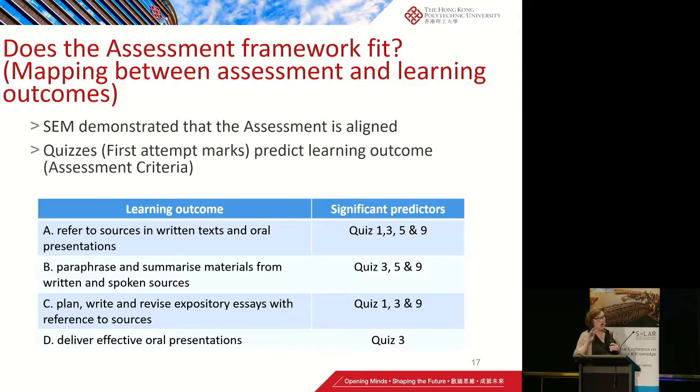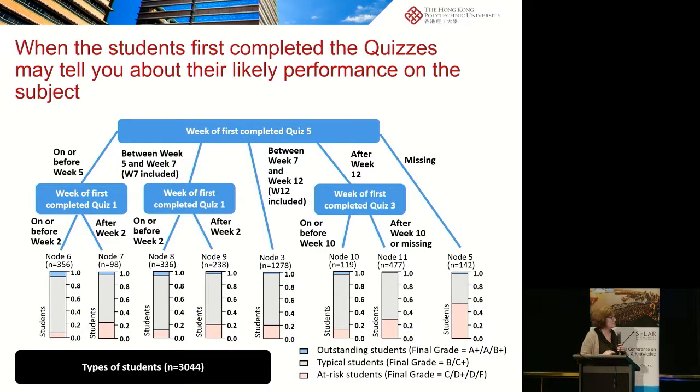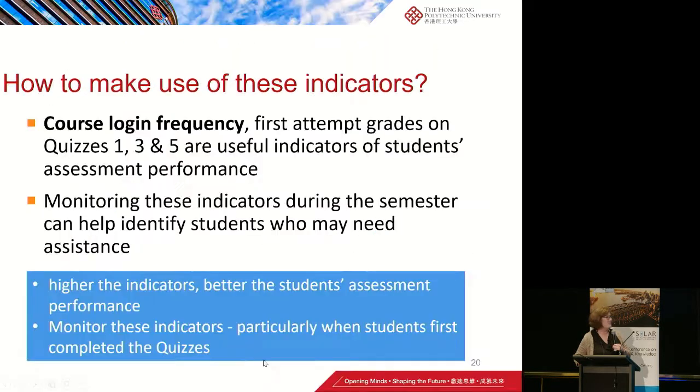We were also able to look at timing, because when they started their quizzes, as this next decision tree diagram shows, is quite predictive of how well they did in the class. So we used these decision trees to tell teachers that they can monitor when students first attempt these quizzes, because that is highly predictive from past behaviours. And remember, there are about 3,000 students in this sample. It is highly predictive of how well they are going to do in the course. I'm going through this very quickly because I'm aware of time.